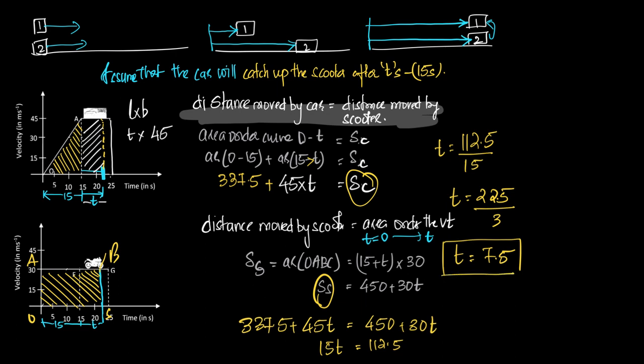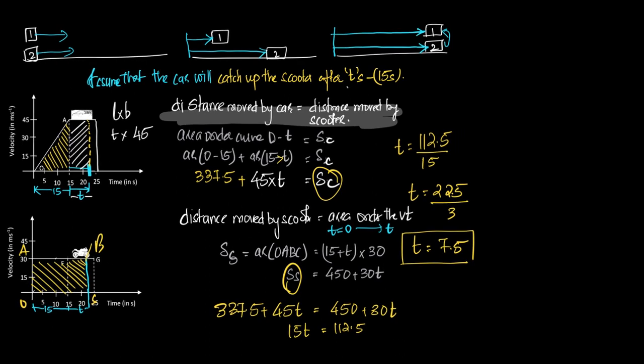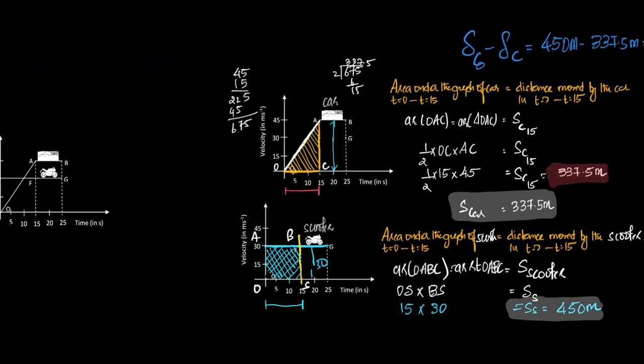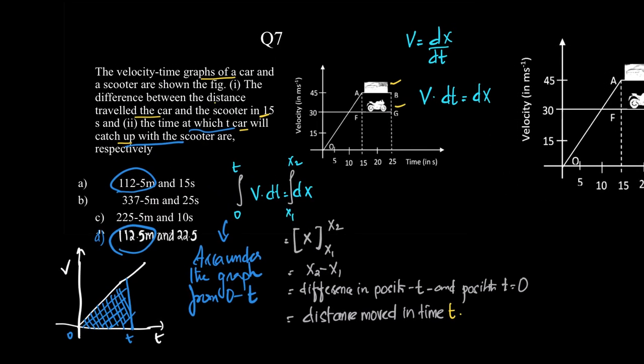Now, what did we say? What did we assume? We assumed that the overtaking is done t seconds after t is equal to 15. So we have 15 plus t, which is 15 plus 7.5. So it is 22.5, which means the overtaking will take place after 22.5 seconds, which gives us the answer to be 22.5 seconds, option D.